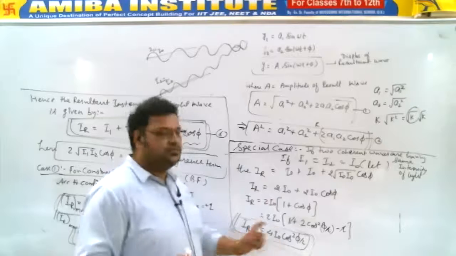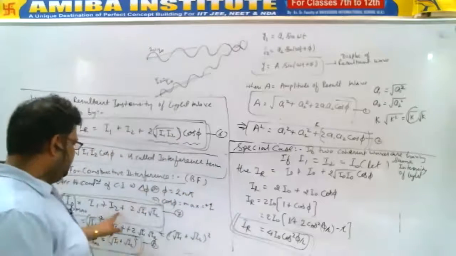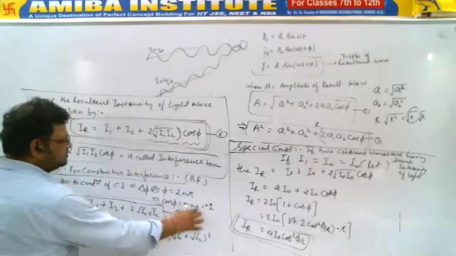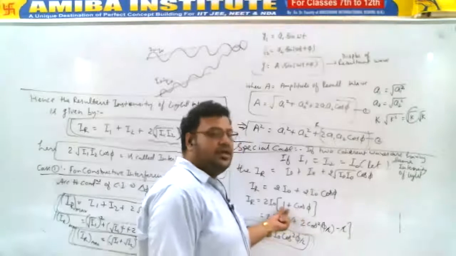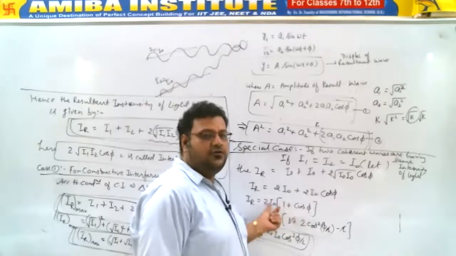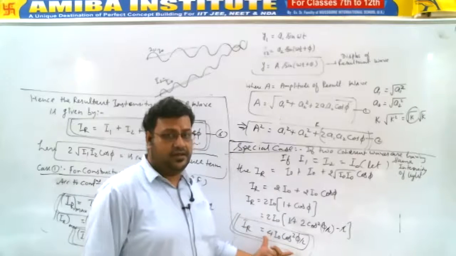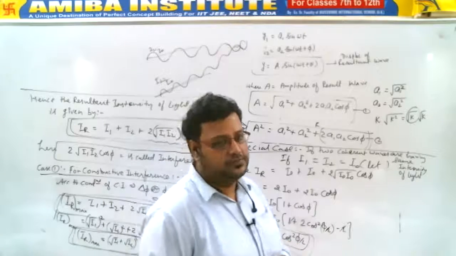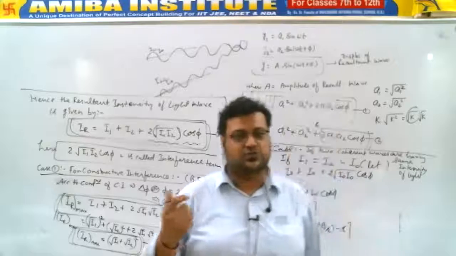So this would be the final answer. If this is substituted in this situation, then phi should be such that cos phi is equal to 1. So cos phi will be equal to 1, and the answer will be 4 I naught, since cos phi is 1, cos square phi by 2. What should be the value of cos square phi by 2 if cos phi is equal to 1?